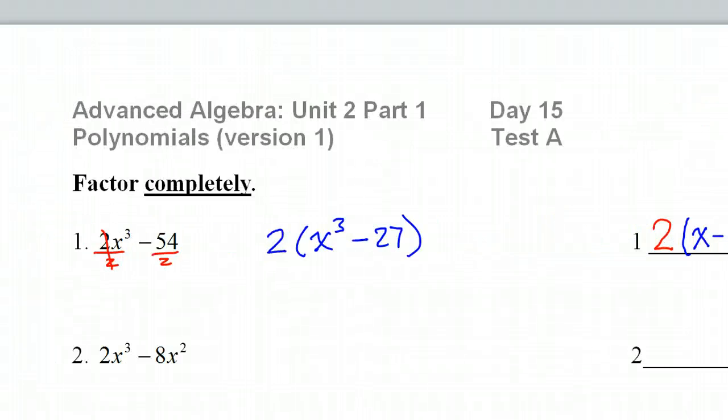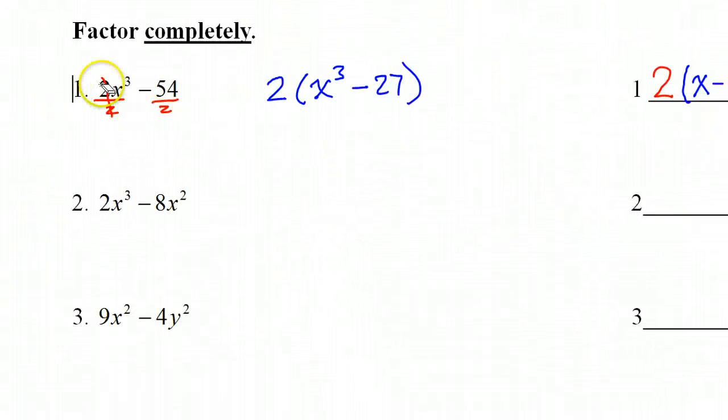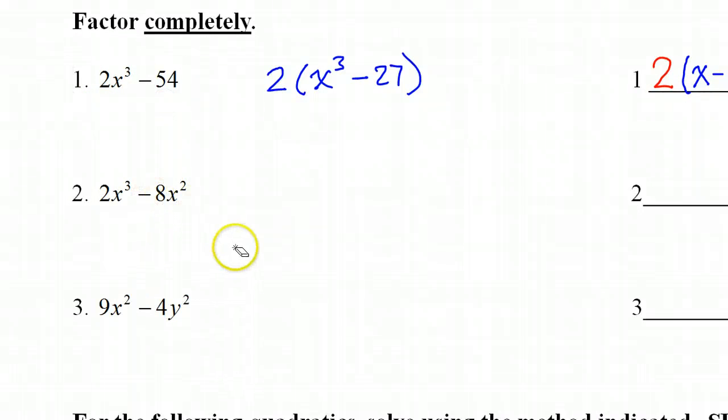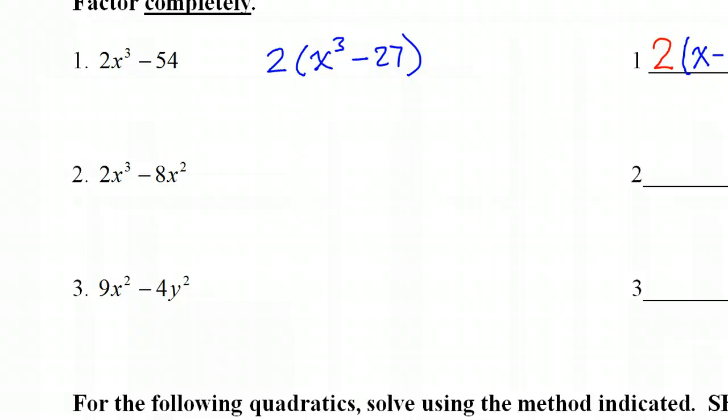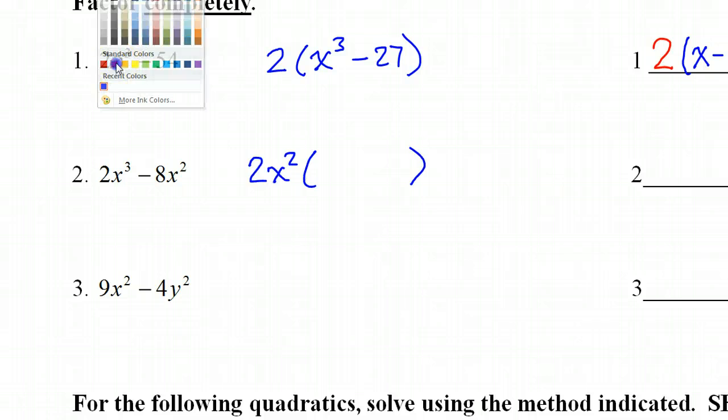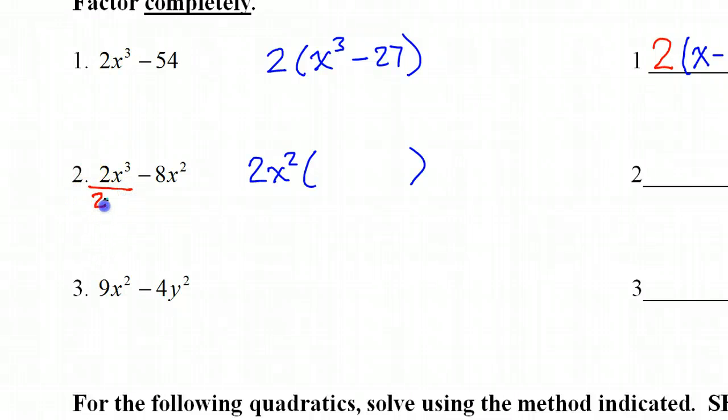Okay, take a look at number 2. Again, the first step of factoring is to look for a common factor. In this case, the greatest common factor is 2x squared. Both terms have at least 2 x's, so I will pull out 2x squared. And then I will see what's left on the inside. Again, to see what's going on the inside, I divide by the GCF. So I'm going to divide both of these by 2x squared.